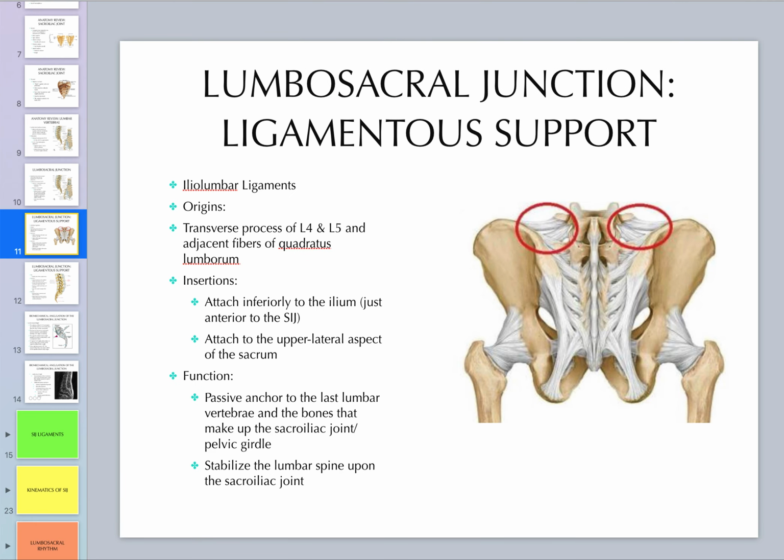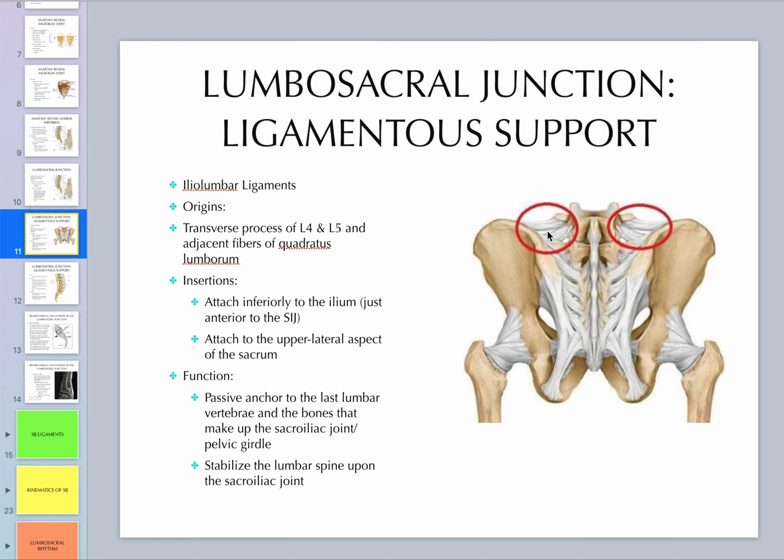Okay, so now we're going to take a look at the iliolumbar ligament. You guys probably remember it from anatomy. The iliolumbar ligament starts from the transverse processes of L4 and L5, also adjacent fibers of quadratus lumborum, and inserts inferiorly right here to the ilium, just anterior to the sacroiliac joint. So they attach to the upper lateral aspect of the sacrum.